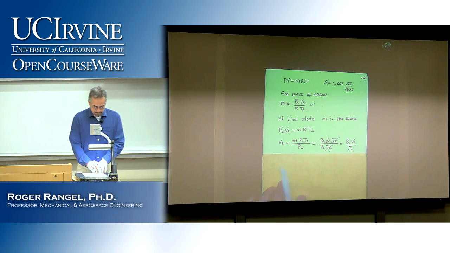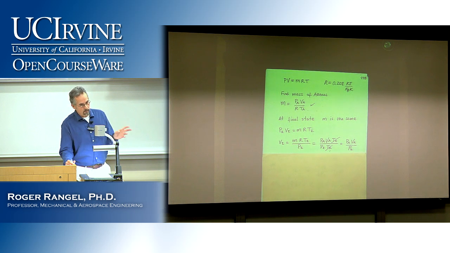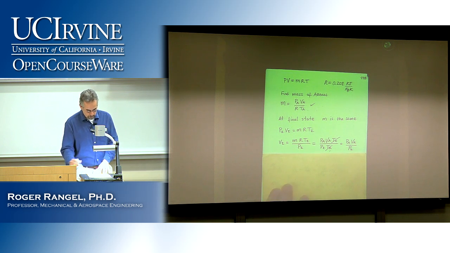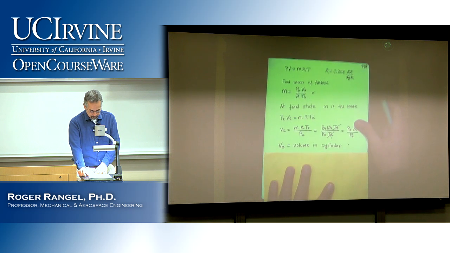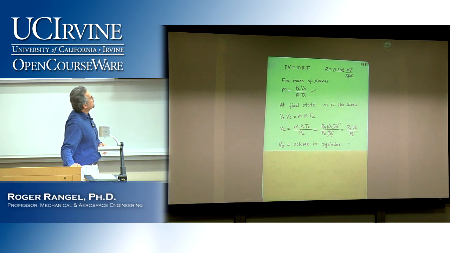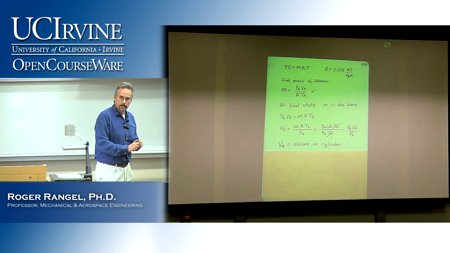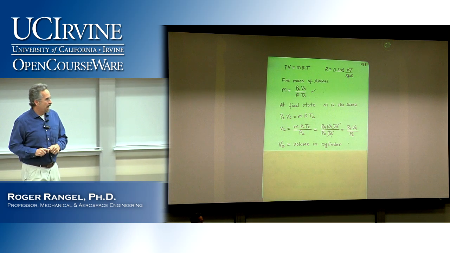So, here I have the final volume. Again, you can get it this way, or you can get it by doing, like he said, P1 V1 equals P2 V2. You would get the V2 out of that. So let's call the volume in the cylinder V sub B. Because what is V2, by the way? Total volume in both, tank and cylinder.